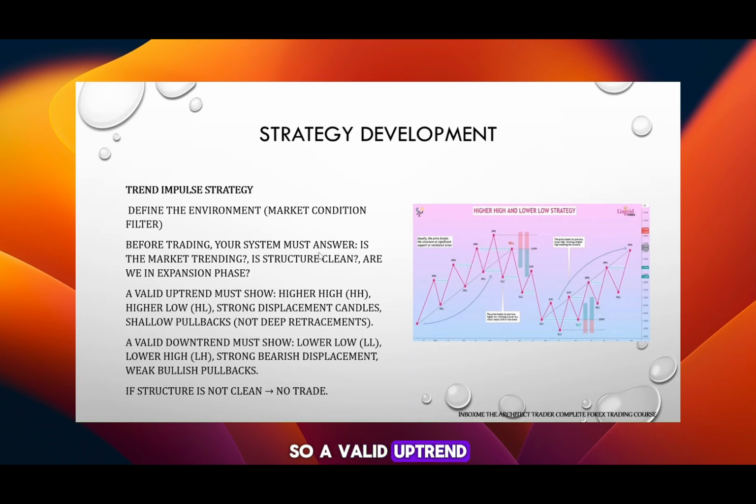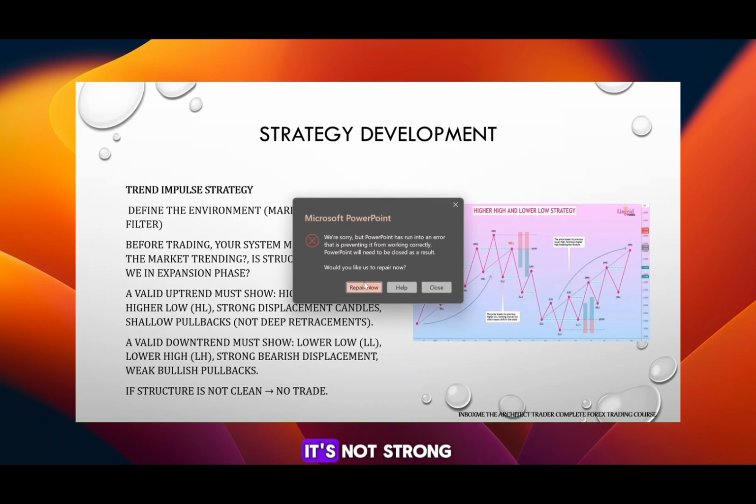So a valid uptrend must show what? Higher highs and higher lows, strong displacement candles, shallow pullbacks. No deep retracement. That's to show you that the market is going upward. Now a valid downtrend must show what? Lower lows and lower highs, strong bearish displacement and weak bullish what? Pullbacks. That means the pullback that happens in a downtrend is not strong.